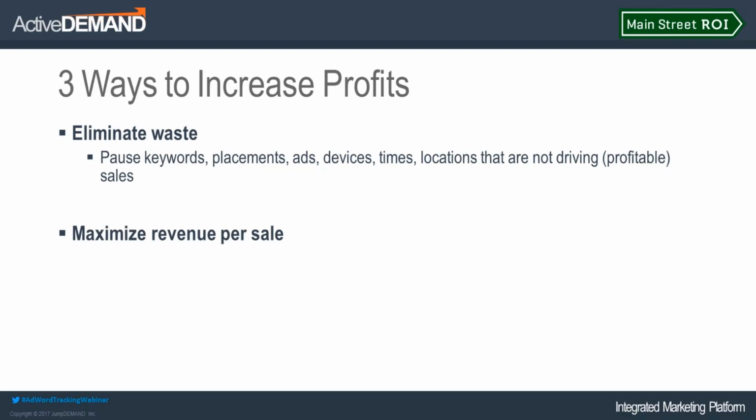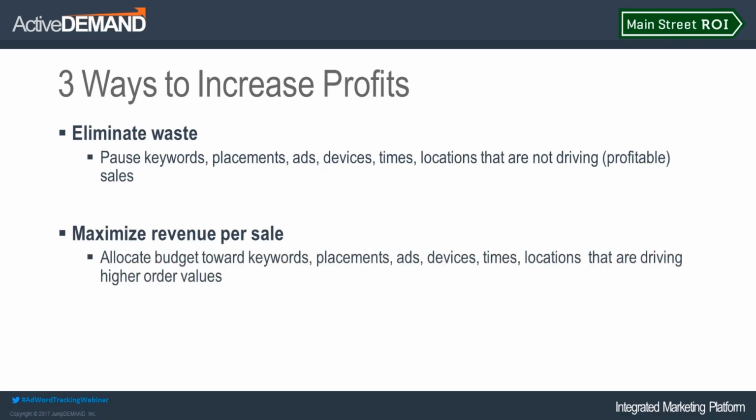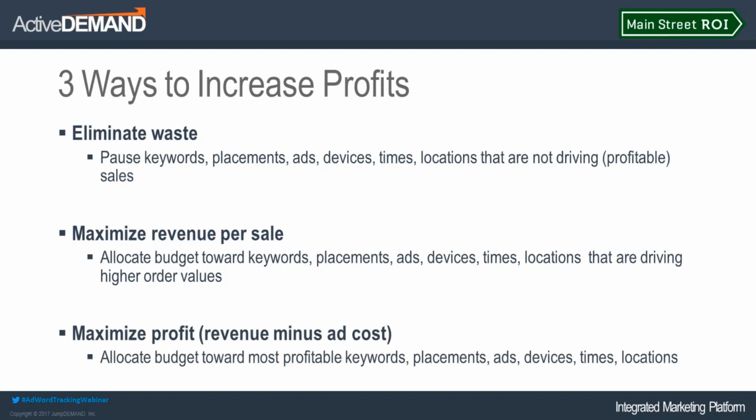Then you want to maximize your revenue per sale or average order value, and then allocate the budget towards the keywords, placements, ads, devices, times, locations that are driving the highest order values. And ultimately, what we're talking about is maximizing profit. So looking at the revenue that's being generated and subtracting the cost for those ads, and then maximizing the profit in your entire campaign.